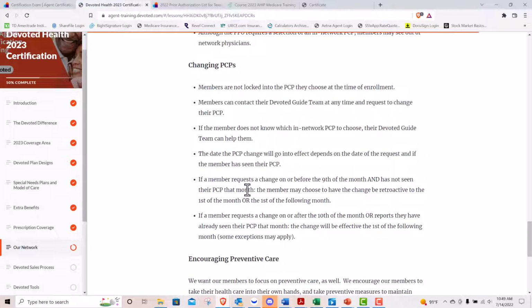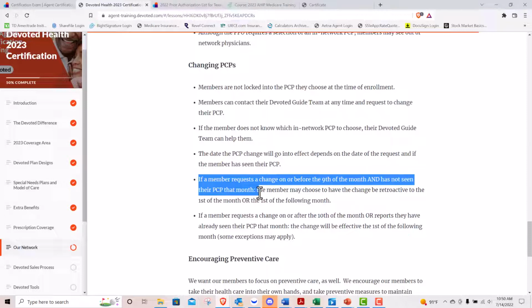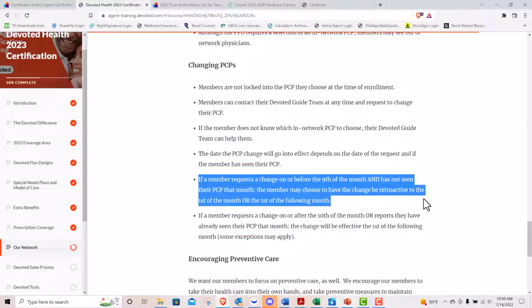Oh, it looks like you can do retro. So if a member requests a change on or before the 9th of the month and has not seen their PCP that month, the member may choose to have a change and be retroactive to the 1st of the month. So that means they can make the decision.